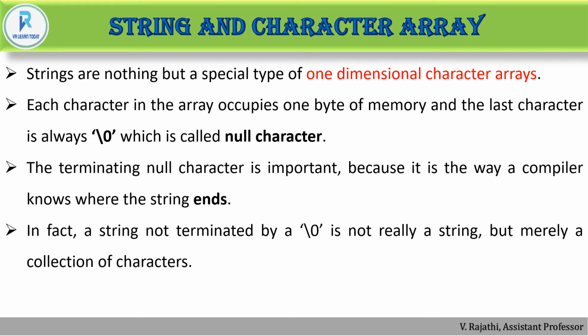Okay. Each character in an array occupies 1 byte of memory, and the last character is always \0, which is called the null character. The terminating null character is important because it is the way the compiler knows where the string ends. In fact, a string not terminated by \0 is not really a string, but merely a collection of characters. So the \0, the null character, is important for the compiler. Then only does the compiler know the end of the string.